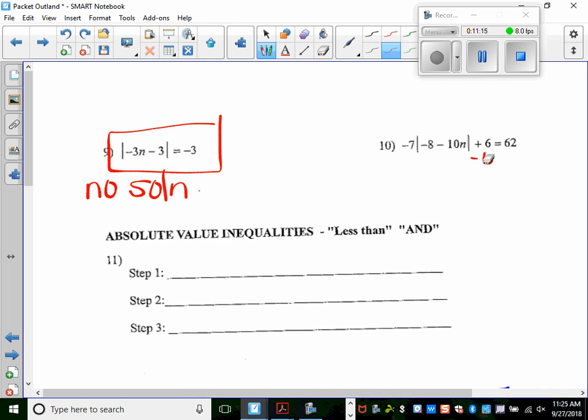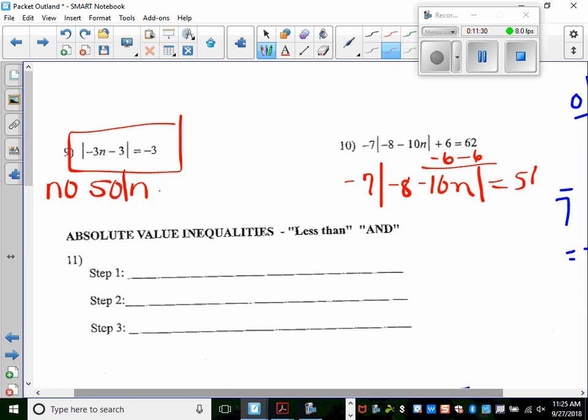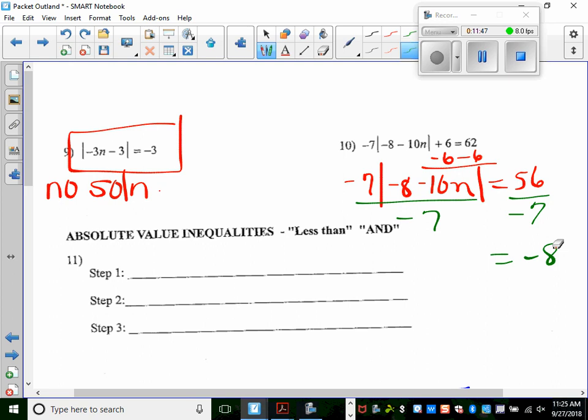Let's look at number 10. I'm going to do the -6 first, because you always do the plus and minus stuff first. That gives me -7 times absolute value of -8 minus 10n equals what? 56. Then what do I do next? I'm going to let you finish that one up and see what you get. Now you're dividing by a negative. What is 56 divided by -7? -8. So what do you write? No solution.